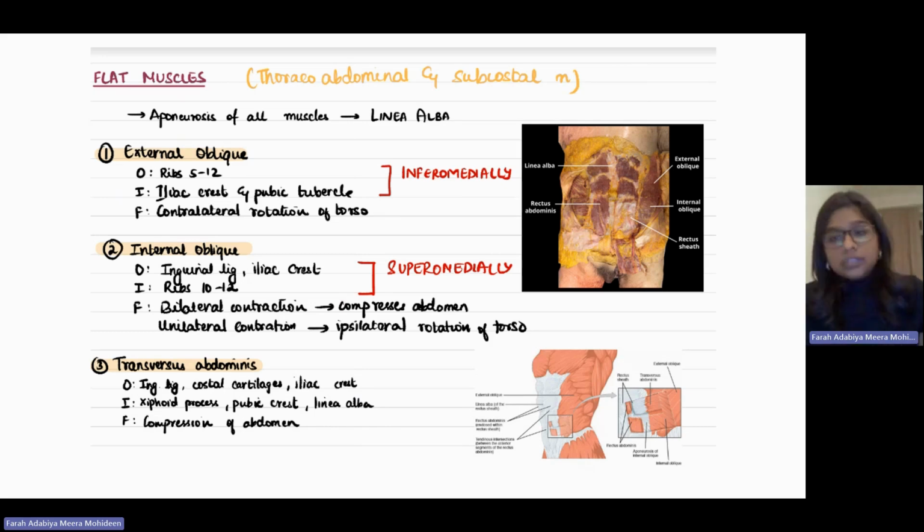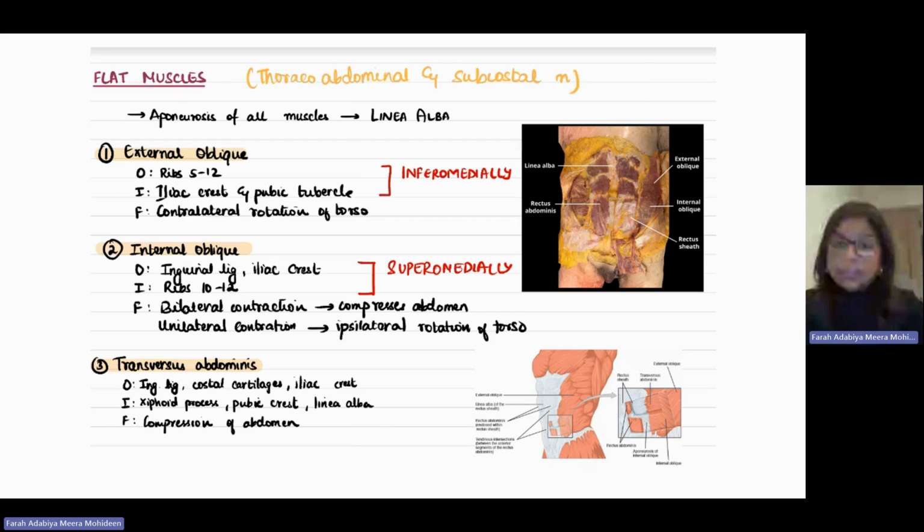Your internal oblique, there are two things we talk about. When both your sides are being contracted, it basically compresses the abdomen, right? When one side is contracted, it does the function kind of opposite to the external oblique. It causes ipsilateral rotation. That is, when the right side oblique fibers are contracted, I rotate my torso towards the right side. The transversus abdominis has transverse fibers, and its function would be compression of the abdomen.